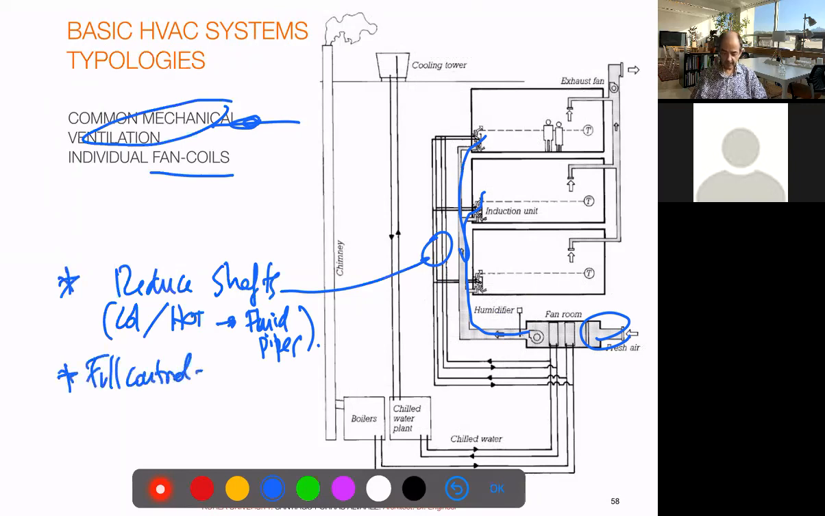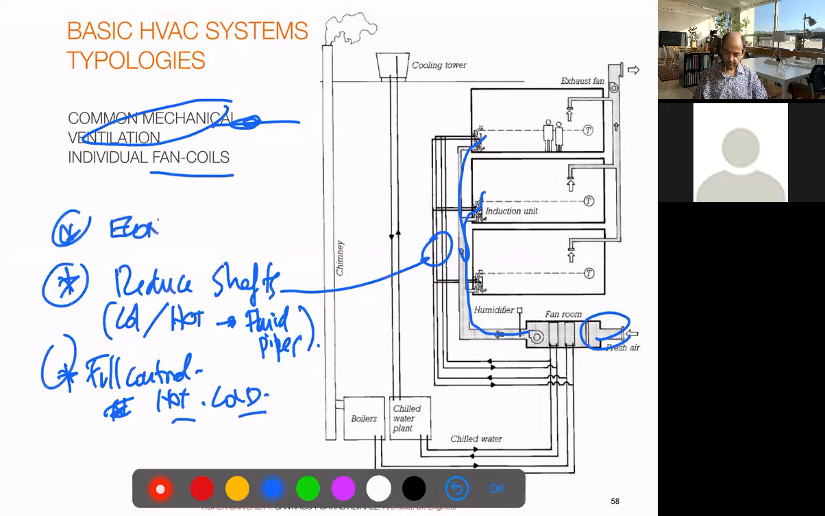So you have full control. And in this case, you may have hot or cold as you need, if the system is designed for that. So it's a very good system. It's probably more economical because you reduce a lot of space and you simplify a lot. Those fan coil units are not especially expensive. So you have individual control, right? Even by rooms, which is great.